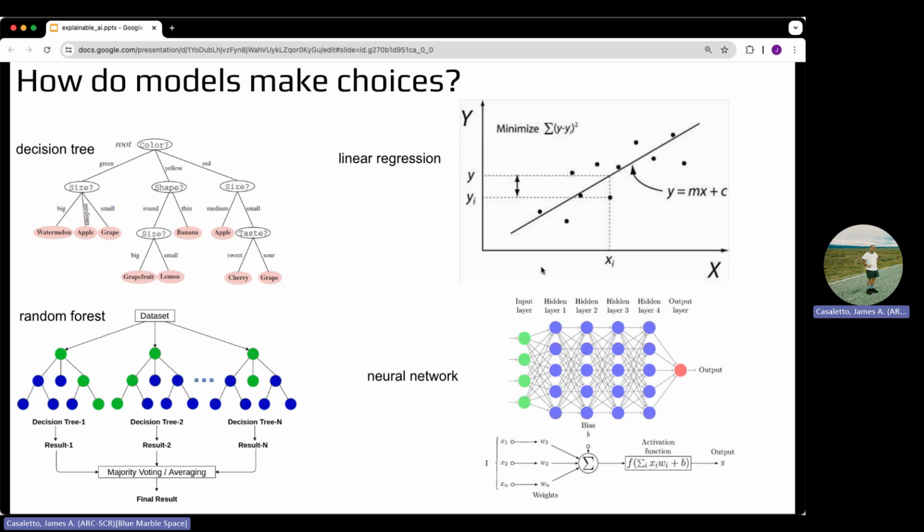And last, in the bottom right, is the neural network. And the neural network is referred to as a black box model because it's not at all easy to interpret insights on how the classification was determined.